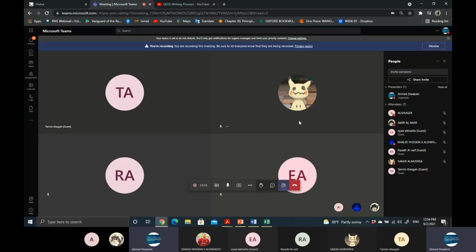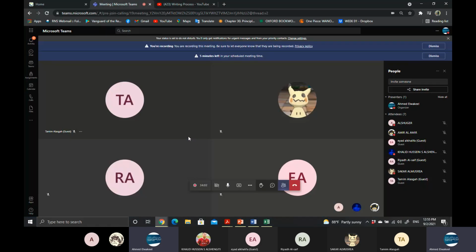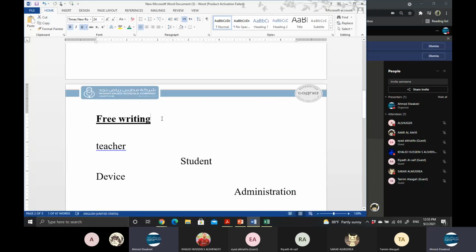I'm here. Okay, so have you written those steps? Pre-writing, drafting, revising, editing, and publishing. Yeah, those are the major five steps. The major five steps of writing. I need you to write them in your notebook so that when we start writing, we just come back to them as our resources. So once again, what is the meaning of pre-writing or free writing?